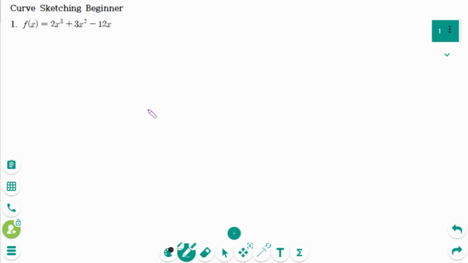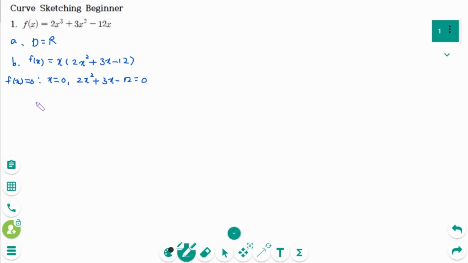This video will cover beginner part 1 questions regarding the topic of curve sketching. Number 1. F is a polynomial, so the domain is all real numbers. F of x equals, we can rewrite as, take out x, then 2x squared plus 3x minus 12. F of x equals 0 when x equals 0 or 2x squared plus 3x minus 12 equals 0.